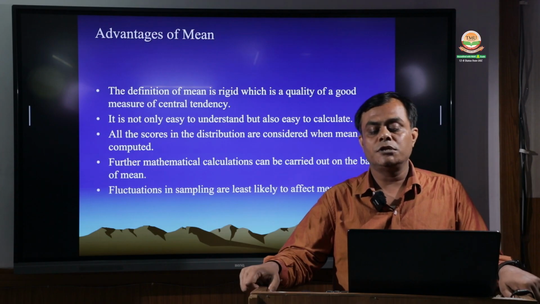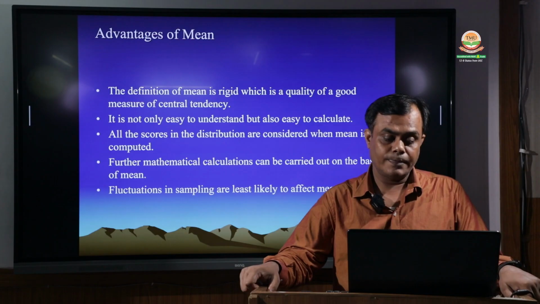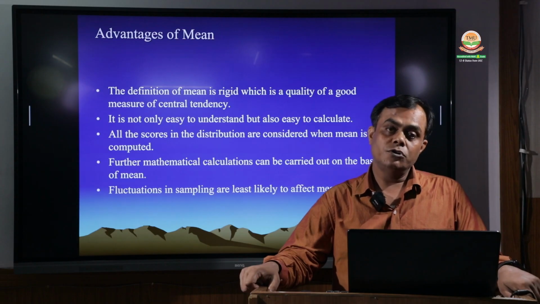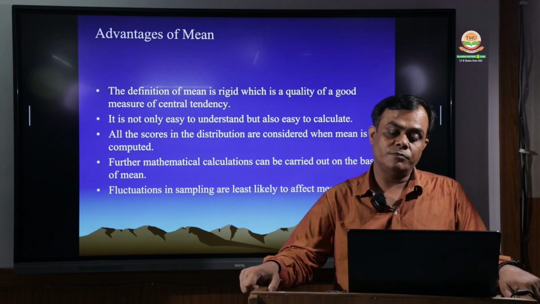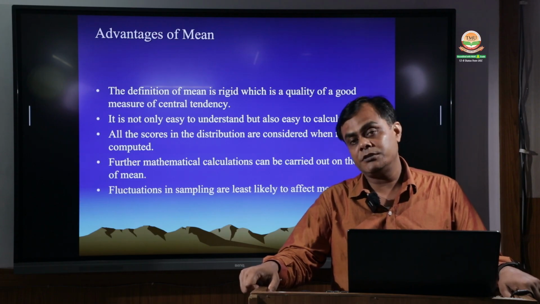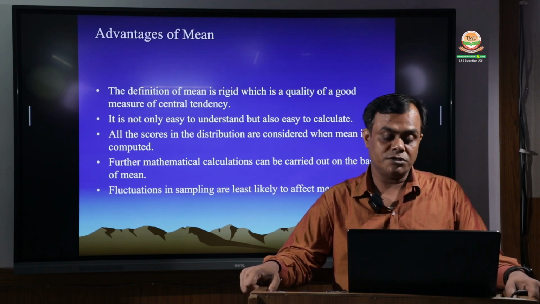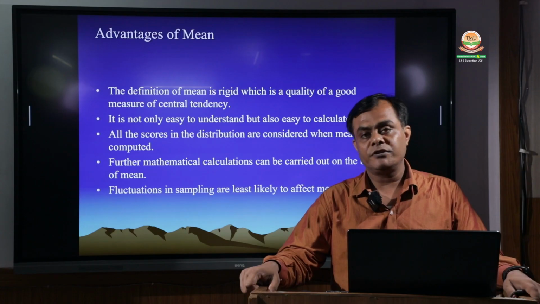All the scores in the distribution are considered when the mean is computed. Further, mathematical calculation can be carried out on the basis of the mean. So there is a lot of further mathematical calculation carried out on the basis of the mean. We also understand how important the mean is for mathematical calculation, and the fluctuation in the sampling is least likely to affect the mean.